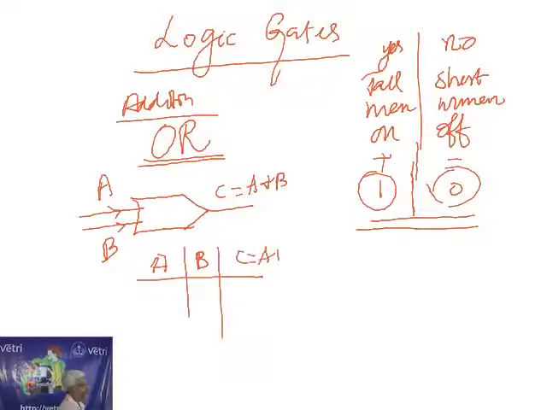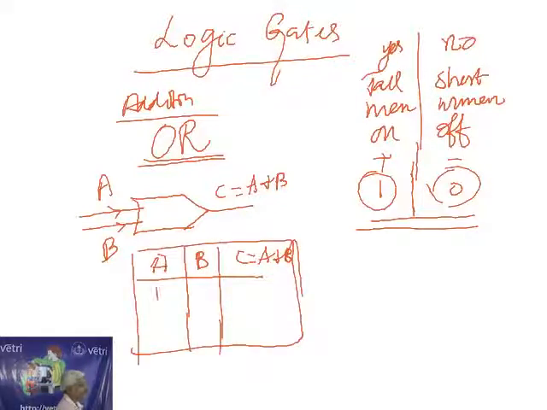C is equal to A plus B. I already gave you the idea. If A is 1, B is 0, that means A gate is closed, B gate is open. 1 plus 0 is 1, we are getting output. Or this gate is 0, this gate is 1, here we are getting output. Or both the gates are closed, we are getting output.